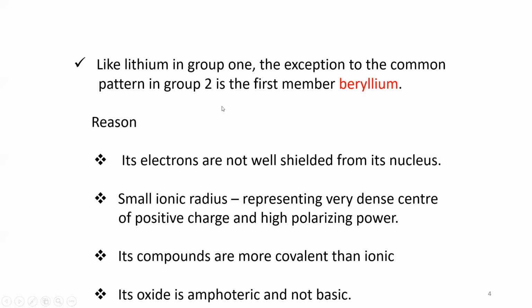So just as I said, the first elements, because of their small size and their high charge, usually behave differently from the other elements. We saw this in lithium, and we're also seeing this in beryllium among the group 2 elements. You also see this when you get to group 4, in carbon. So most of the first elements, because of their small size and high charge, usually behave differently from elements in their group. So we say a reason is that the electrons are not well shielded from the nucleus.